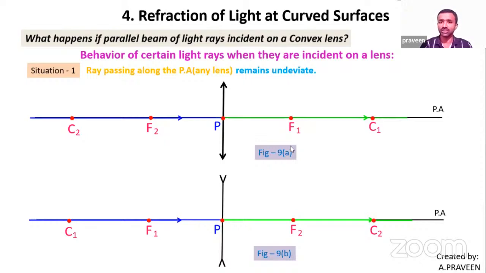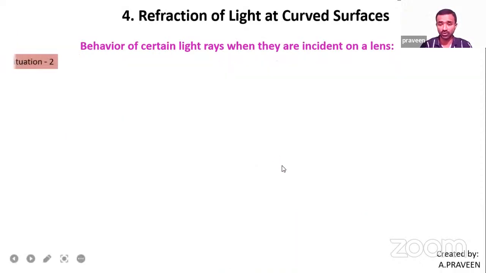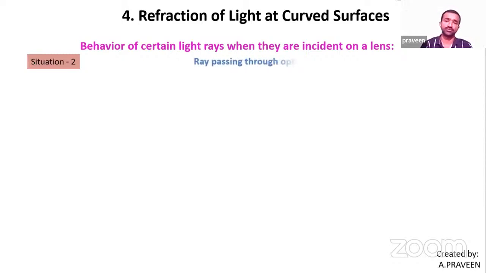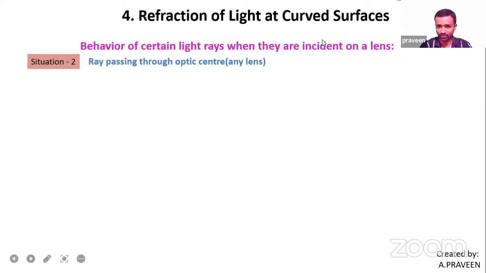Next, situation number 2. What is situation number 2 here? In situation number 2, we will discuss a light ray passing through the center of any lens. Sorry, actually it is not the center of the lens, it is the optic center of the lens. Ray passing through the optic center of any lens.